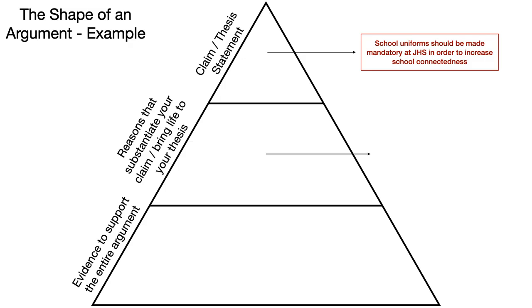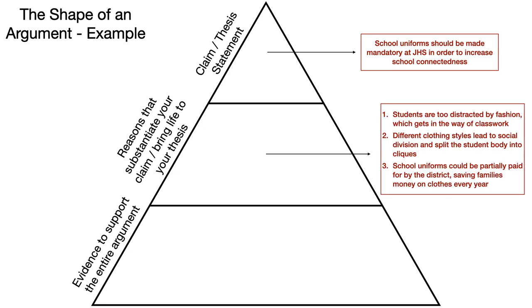And even though we can consider that claim to be the most important piece of the entire argument, it's still supported by our line of reasoning, which in this case splinters off into 3 separate parts. Number 1, we can back up our claim by saying that students are too distracted by fashion, which gets in the way of classwork. Additionally, we could say that different clothing styles lead to social division and end up splitting the student body into cliques. Last, let's say that school uniforms could be partially paid for by the district, which would end up saving families a ton of money every single year.